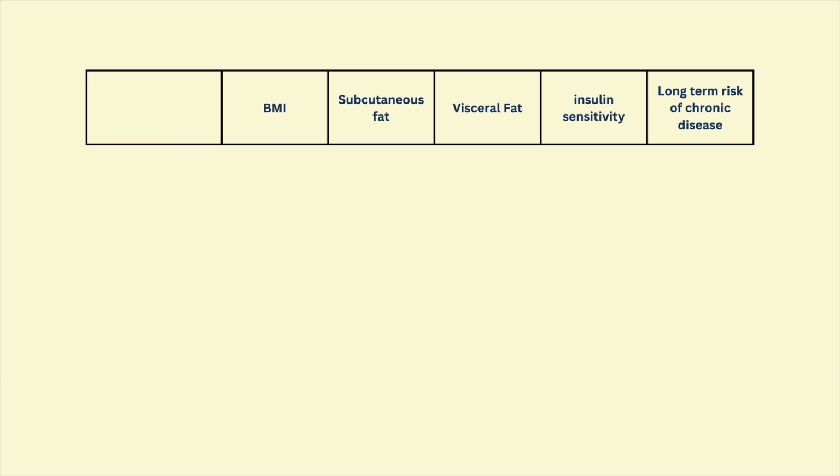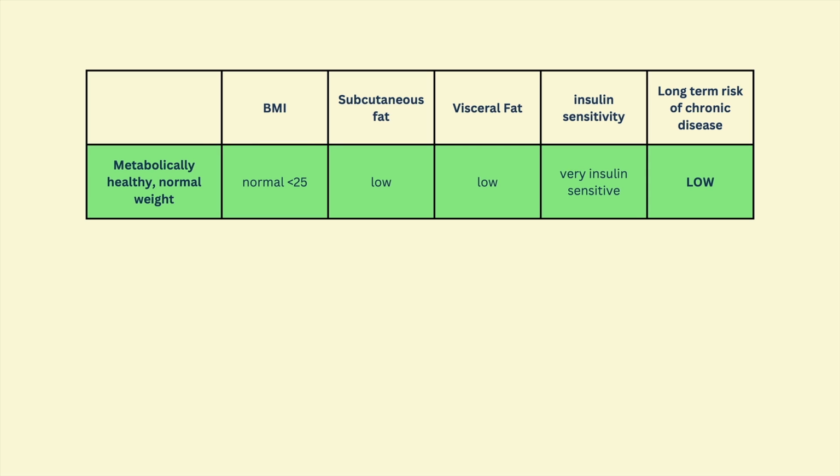So let's think about a table here. What's your BMI? What's your subcutaneous fat? How much visceral fat do you have? And how likely are you to be insulin sensitive or insulin resistant? With a low amount of visceral fat, you're going to be very insulin sensitive, and you're going to have a low risk of long-term chronic disease.